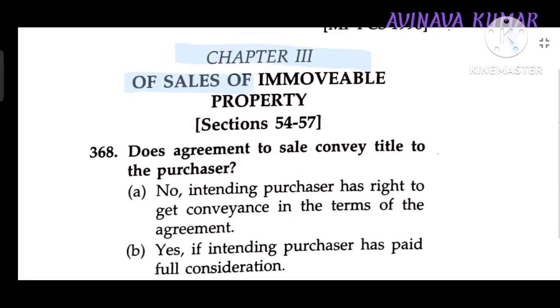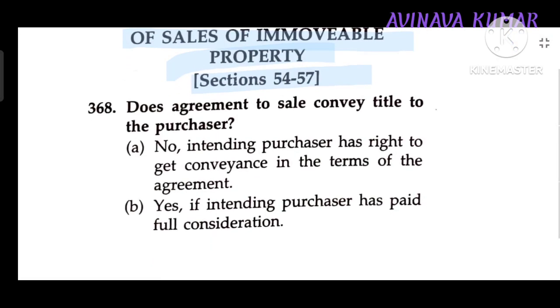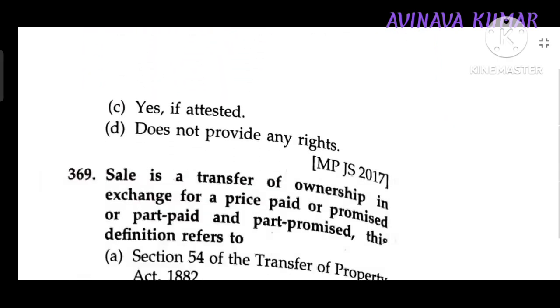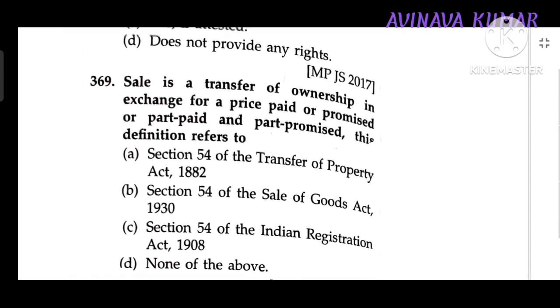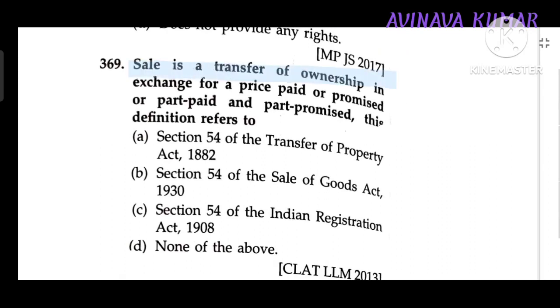Chapter 3, Sale of Immovable Property, Section 54 to 57. Does agreement to sale convey title to the purchaser? No. The intending purchaser has the right to get conveyance in the terms of the agreement. Sale is a transfer of ownership in exchange of price paid or promised, or part paid and part promised.